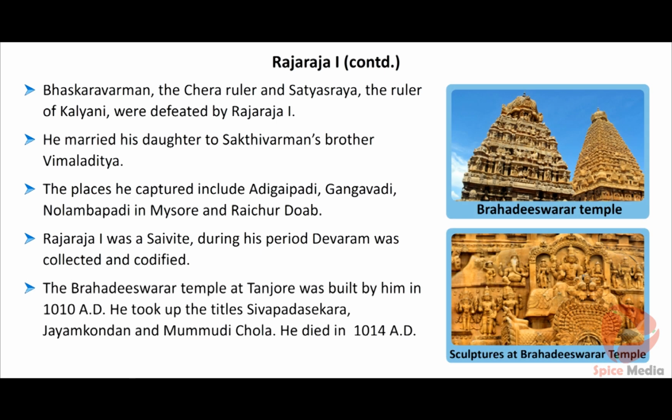The Brihadishwar temple at Tanjore was built by him in 1010 AD. He took up the titles Sivappadesakara, Jayam Kondan, and Mumudi Chola. He died in 1014 AD.